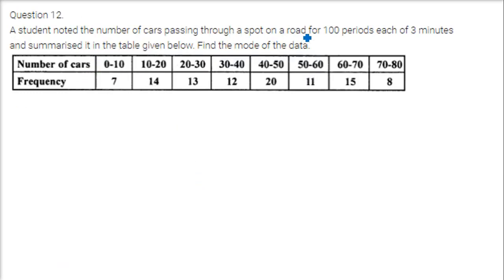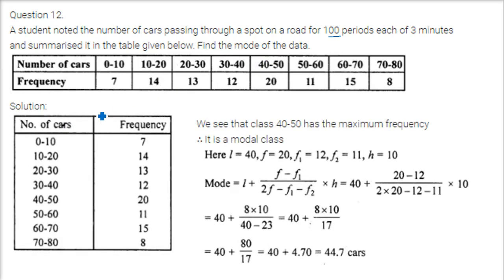A student noted the number of cars passing through a spot on a road for 100 periods, each of 3 minutes, and summarized this in the table. Find the mode of the data. So we'll make a table. This is the frequency being given. We select the class with maximum frequency, which is 20. So this will be our class. So 40 will be L, this will be our F, this will be our F1, this will be our F2. What is H? 10 minus 0, so H is 10. So all values we have, just put them in this formula, we get 44.7 cars.